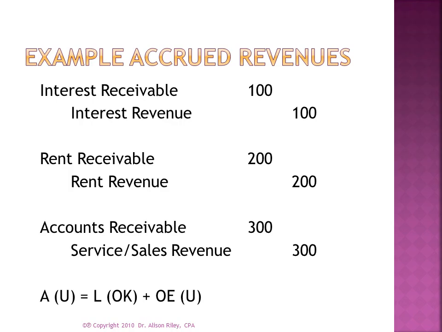Here's how we make the adjusting journal entries for the three previous examples. Notice that in each case we debit a receivable account and credit a corresponding revenue account. Failure to make these adjustments at the end of the accounting period would result in an understatement of revenues, net income, retained earnings and equity, and an understatement of assets, namely receivables.